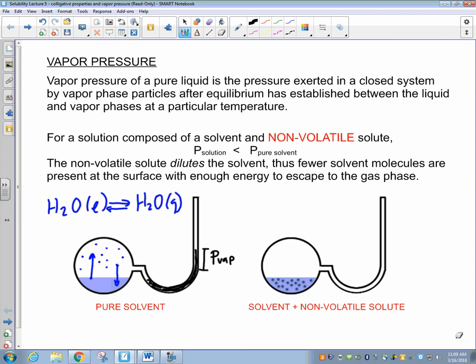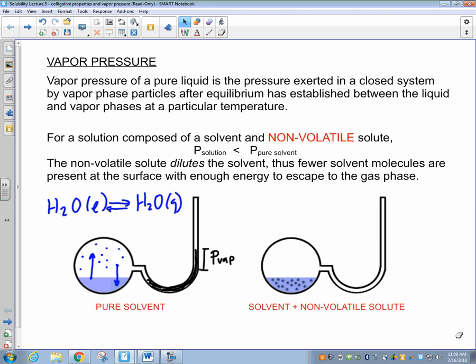Now, the vapor pressure of that solution is dependent upon, in essence, the tendency of those molecules to escape from the liquid phase and enter into the gas phase. That is, the more likely the liquid phase molecules are to evaporate, the higher the vapor pressure would actually be when the system establishes equilibrium.